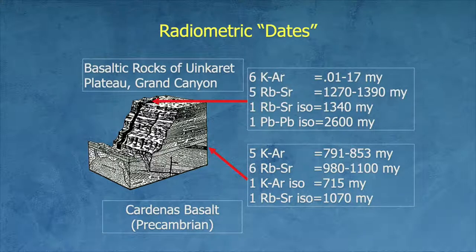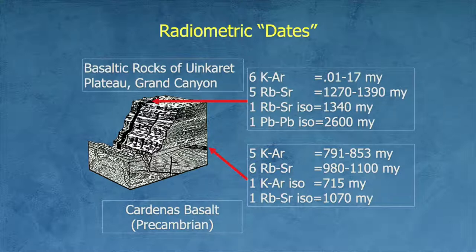Now, notice that there's some differences between these dates. The potassium-argon date at the top of the list, the 6KR, and that's actually the whole top one, has dates ranging from 10,000 all the way to 17 million years old, and these are dates taken from the same flow of lava.